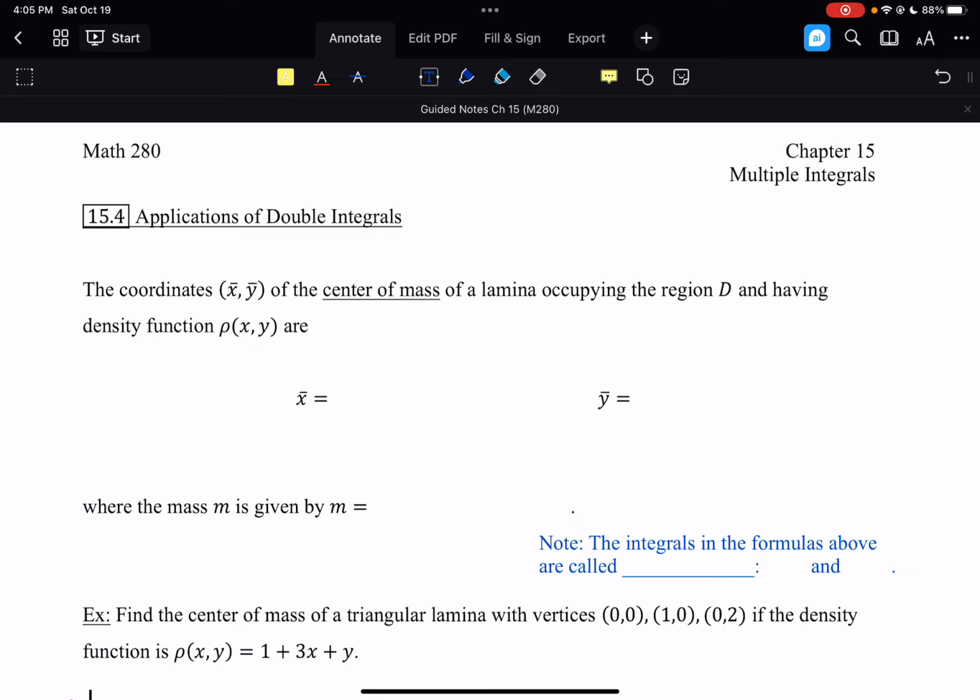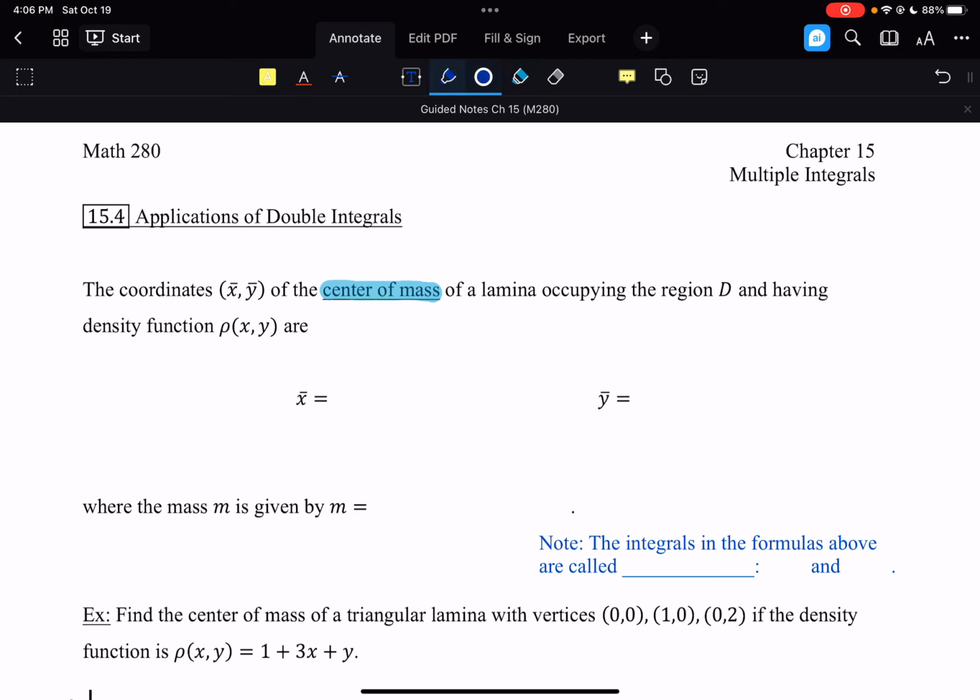So the coordinates x bar, y bar of the center of mass of a lamina. A lamina is just like a flat, thin plate, like a thin layer that we can balance on a particular point. The center of mass of a lamina occupying the region D and having a density function rho of x, y. This is a Greek letter rho. It looks like a P, but it's a little more curly than a P.